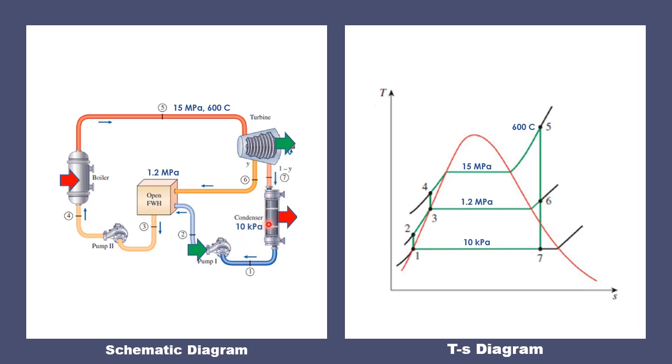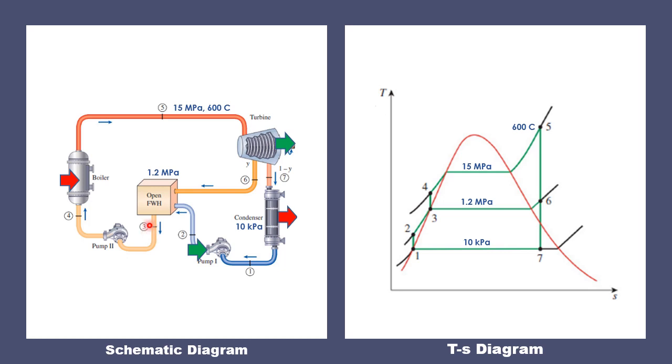The remaining steam that condenses will be compressed to a higher pressure by pump 1 so that it will reach the pressure of the open feed water heater. Then in the open feed water heater, this water will mix with the steam that we extracted in the turbine. They will mix and then exit at point 3 as a saturated liquid.